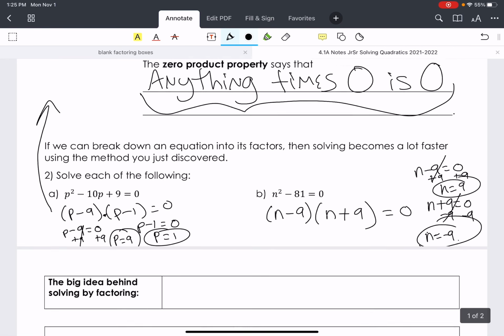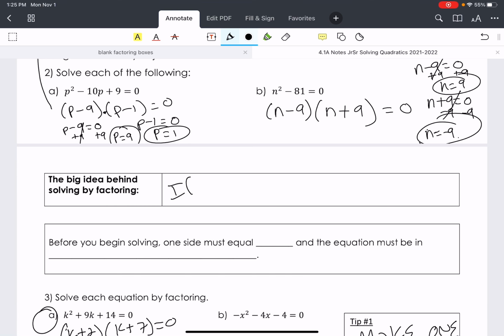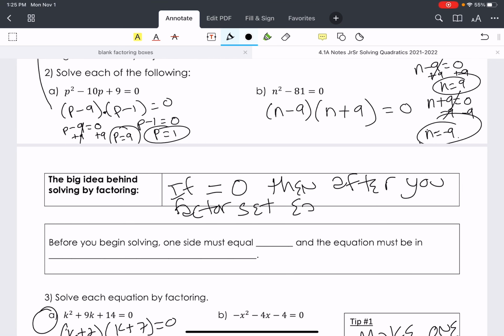Okay, so go back to the top of this page. The big idea behind solving by factoring is if it equals 0, then after you factor, set each parenthesis equal to 0, one at a time. Before you begin solving, one side must equal 0 and the equation must be in standard form.